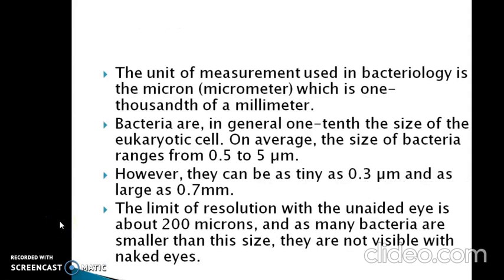The unit of measurement used in bacteriology is the micron or micrometer, which is one-thousandth of a millimeter. Bacteria in general are one-tenth the size of the eukaryotic cell. On average, the size of bacteria ranges from 0.5 to 5 micrometer. However, they can be as tiny as 0.3 micrometer and as large as 0.7 millimeter. The limit of resolution with the unaided eye is about 200 microns, and as many bacteria are smaller than this size, they are not visible with naked eyes.